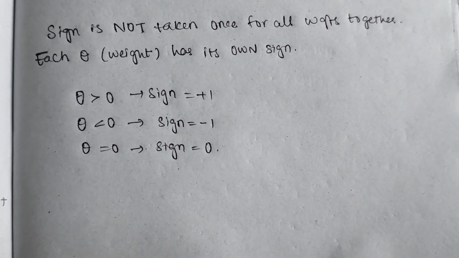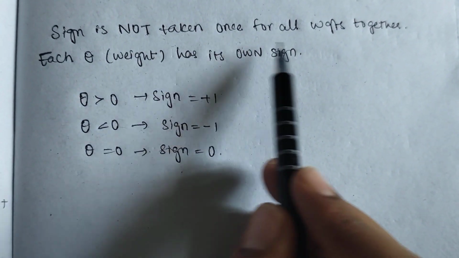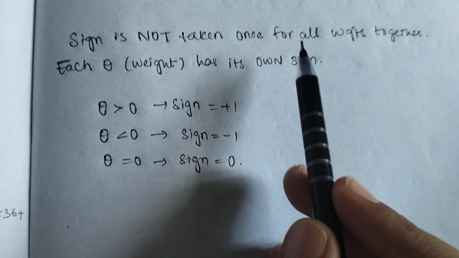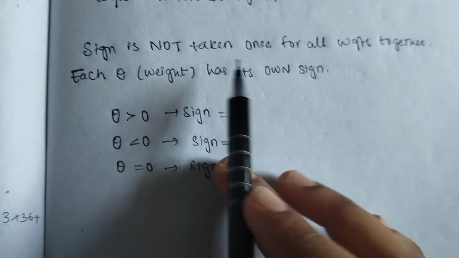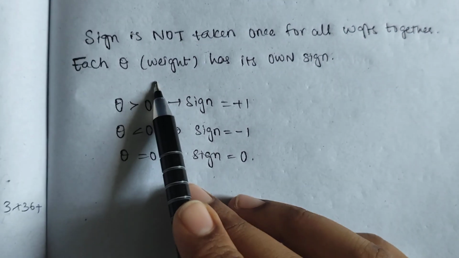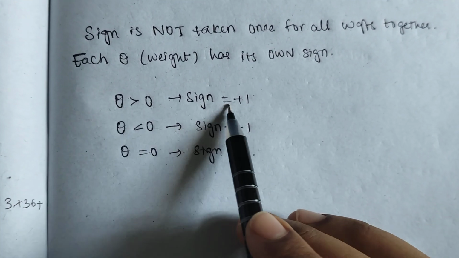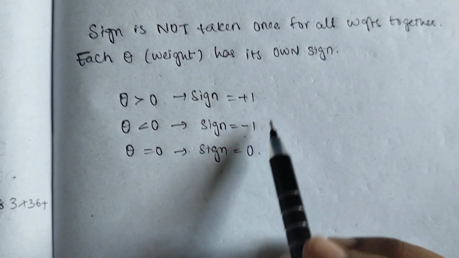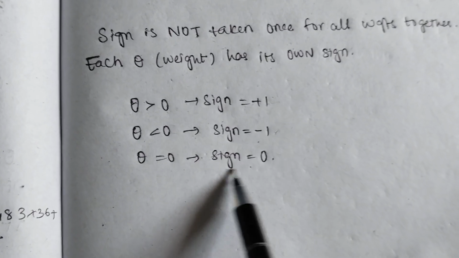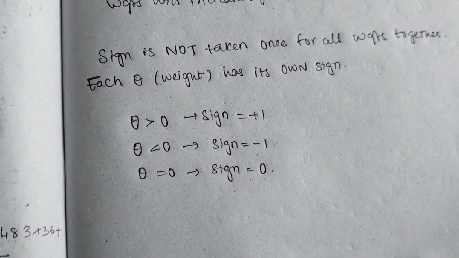The most confusing part is the sign. Sign is not taken once for all the weights. Whatever weights we get, we will not take the sign equally. We take it for each weight. For example, if a weight is greater than 0, the sign is positive. If less than 0, it is negative. And if it is equal to 0, then the sign value is 0.